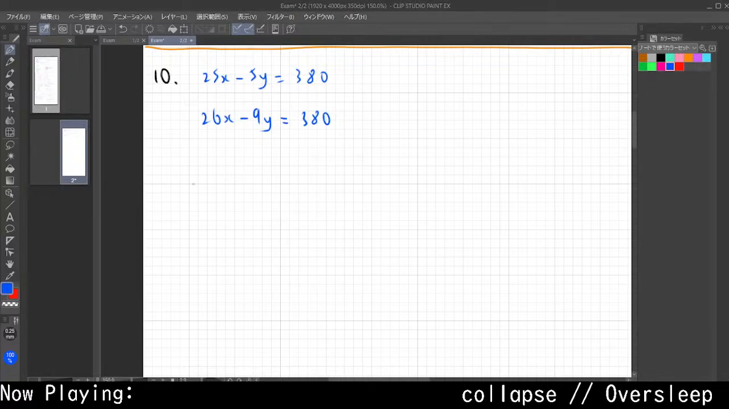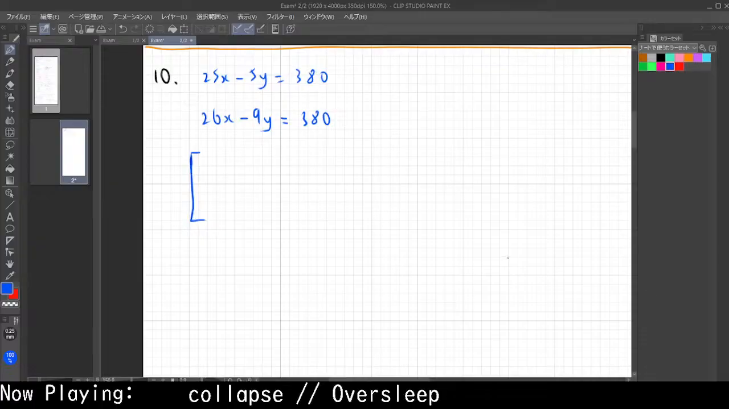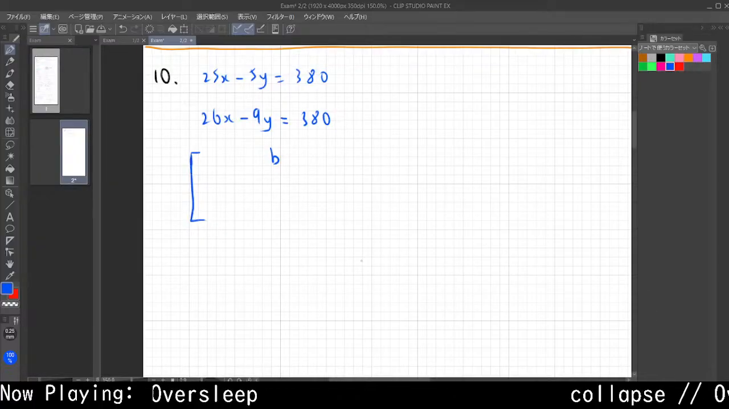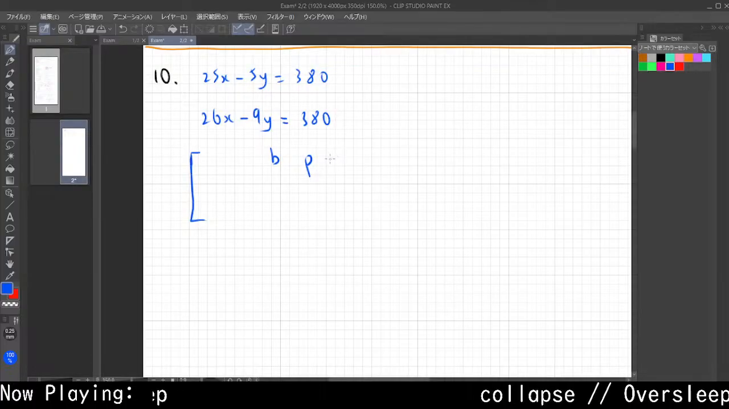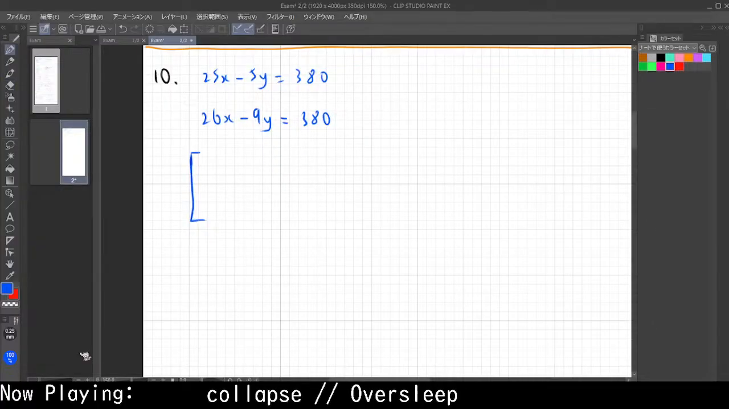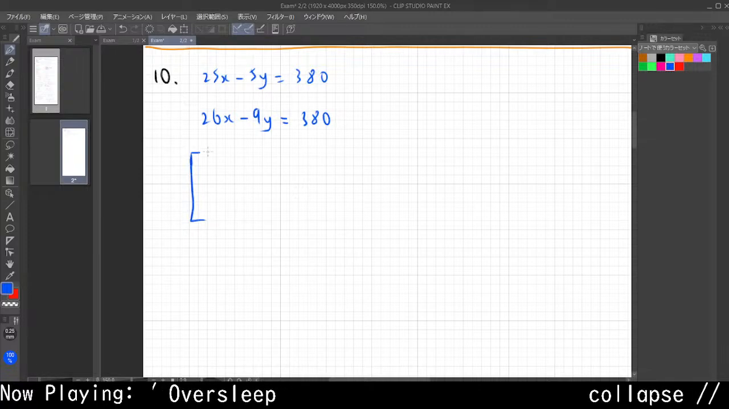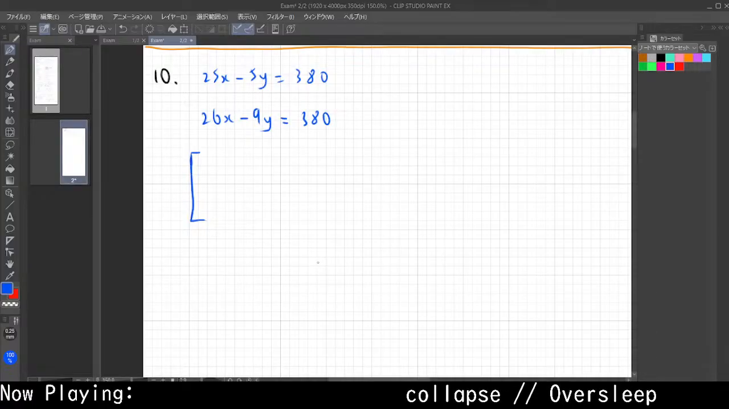Okay, so we convert to matrix. I like to use this type of matrices. We call this the B matrix, if I'm not mistaken. There's B, there's P, and there's one more that I forgot. I know P is basically the bracket, or B is the bracket. It doesn't matter. Anyway, I prefer to use this type of brackets. You can use normal brackets if you want to. I like to use square brackets.